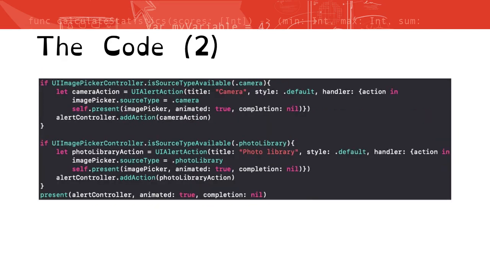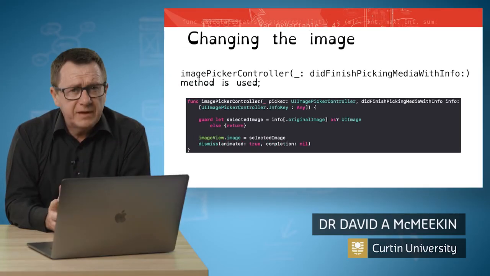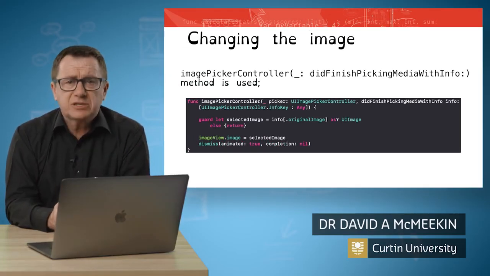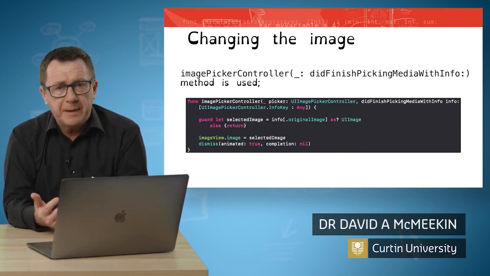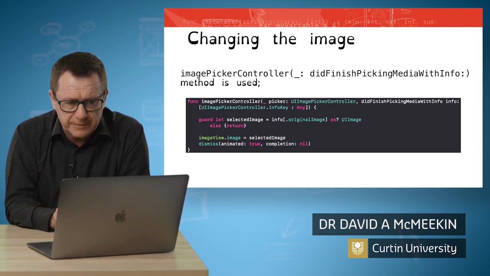Now, we test as to whether or not the camera exists. We also check to see if the photo library actually exists. And now we can present the alert controller to the user. So the final thing we need to do is actually take the image either from the photo library or the camera, depending on the user's selection.